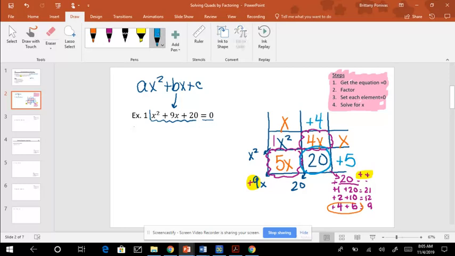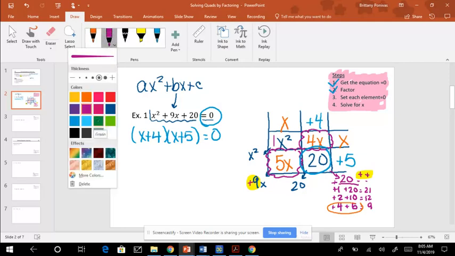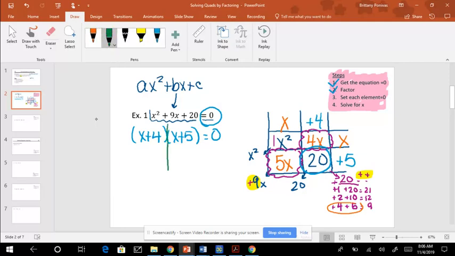So this problem would factor to be x plus 4 times x plus 5, and then we can't forget this equals 0 behind it. So step 1 was to get it equal to 0. It already was. Step 2 was to factor. Step 3 is to set each element equal to 0. So you draw a line in between your parentheses, and you set each set of parentheses equal to 0 individually. And then your very last step is to solve.